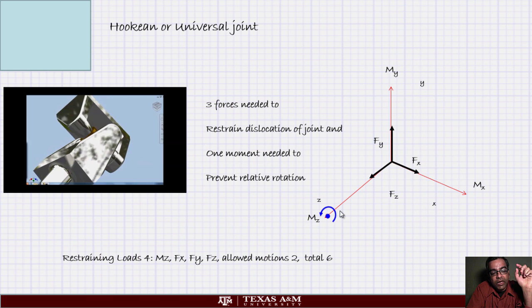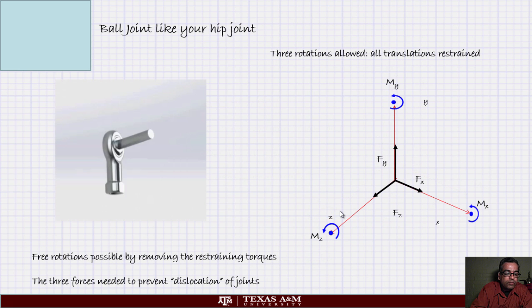Okay, so that's a Hookean joint. This is not very common, but I want you to understand how the method works. This next one is a fairly common thing.